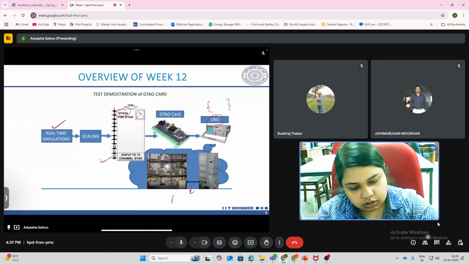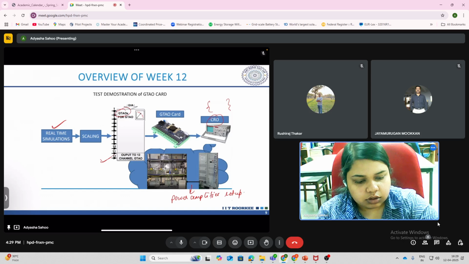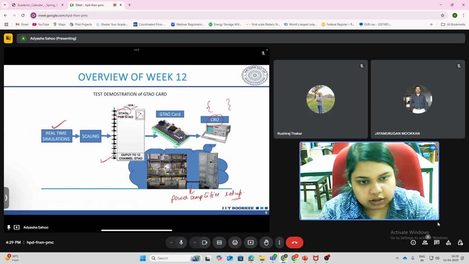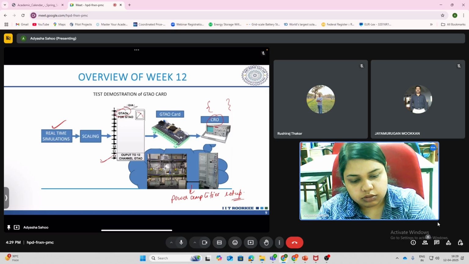So this is the power amplifier setup. Instead of giving the output to that, we are sensing the performance of the GTAO card through this oscilloscope here.